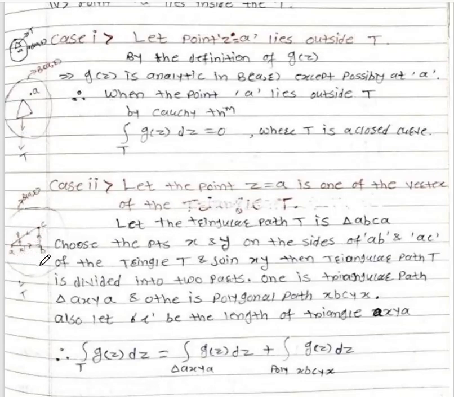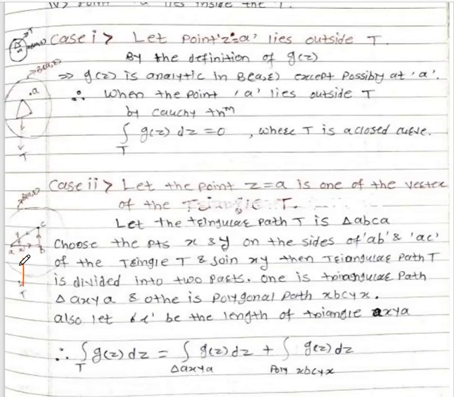Let us take the triangle T, draw the triangle T. This is the triangle T, whose vertices are A, B, C. Let us consider z equal to A, any vertex of the triangle T. So therefore let the triangle T be the triangle ABCA. Choose the points X and Y on the sides of AB.